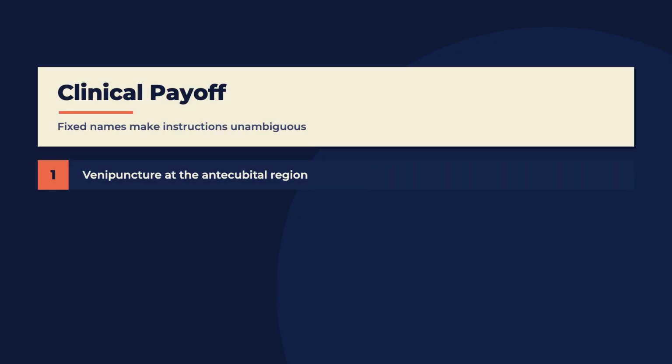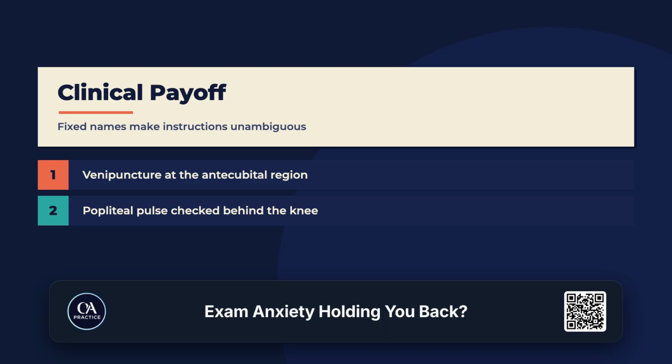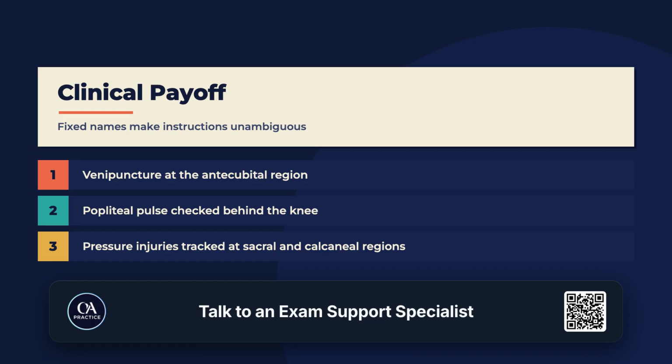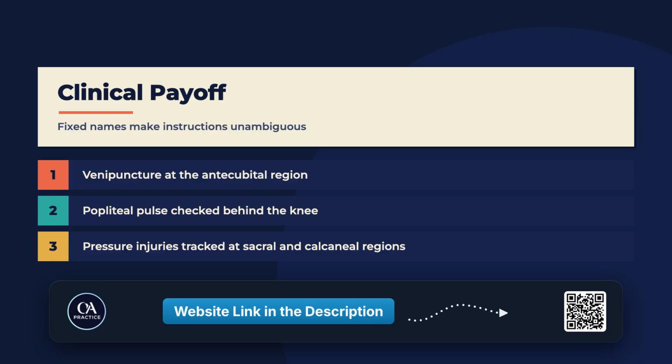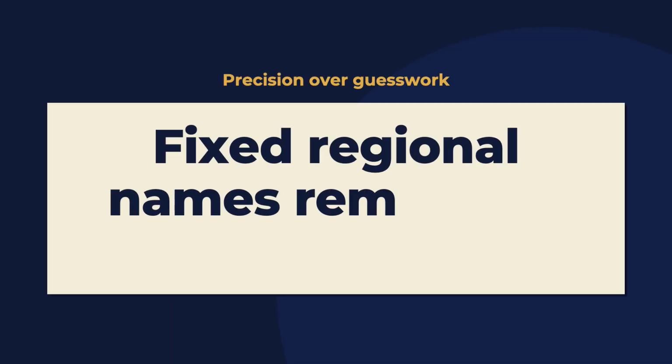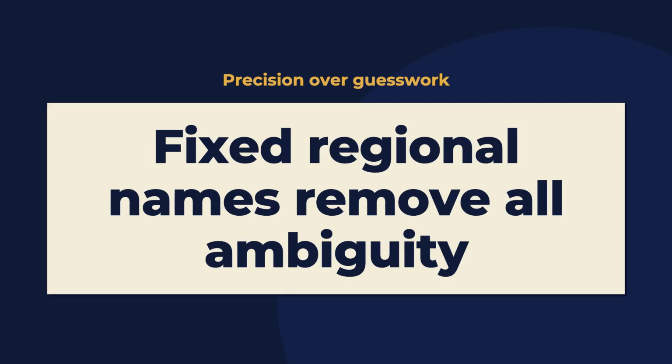Clinically, this precision matters immediately. Nurses draw blood at the antecubital region, check a popliteal pulse behind the knee, and chart pressure injuries at the sacral and calcaneal regions. Watch for overlap too, since lumbar, inguinal, and umbilical also name abdominopelvic regions. So a surface landmark calls for the regional term, while a grid of the abdomen calls for the abdominopelvic system. Master these regional names once, and you'll recognize them again in vessels, nerves, muscles, and bones throughout every course that follows.